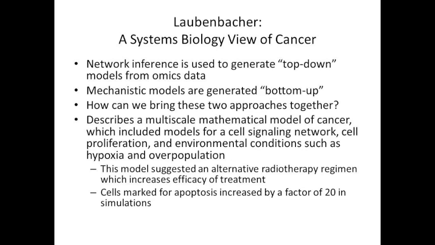And so the model predicted, based on the cell cycle of 33 hours, that every 24 hours was not the best time to give the doses of radiation. And they were actually able to predict a different way, which, at least in simulations, increases apoptosis by a factor of 20, which would definitely increase the effectiveness of treating cancer, just by changing how often or when you give treatments.